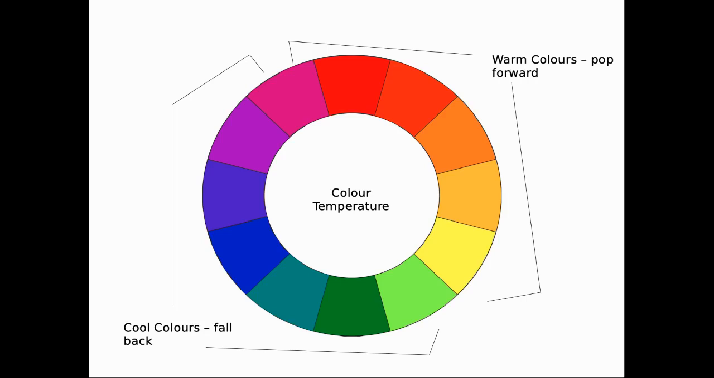Oh, I got a question from Alexis. Is it just the warmth and coolness that affects what attracts the eye? Like if you had a really bright blue and a dull red, would the red still pop forward more than the blue? Good question. Yeah, it's not just the temperature, it's also the value, how light and dark things are, and the brightness, how dull and bright things are.